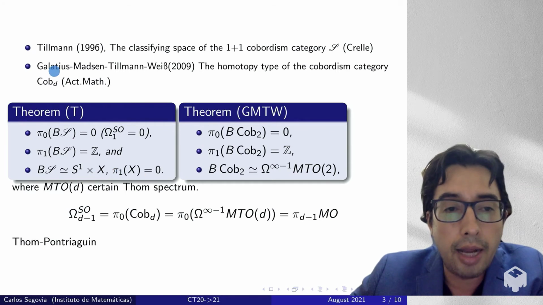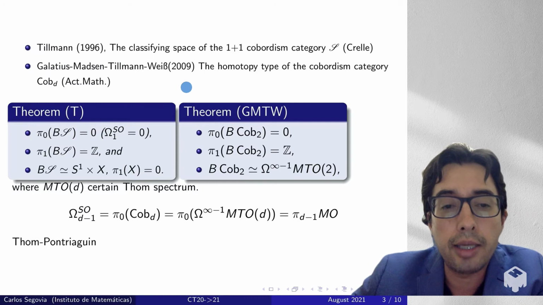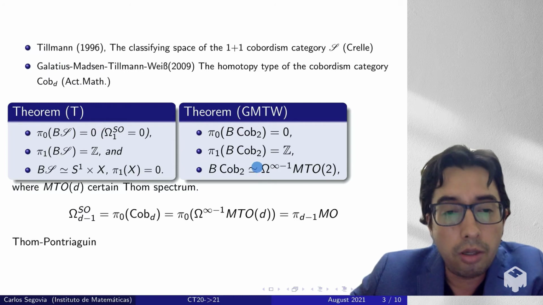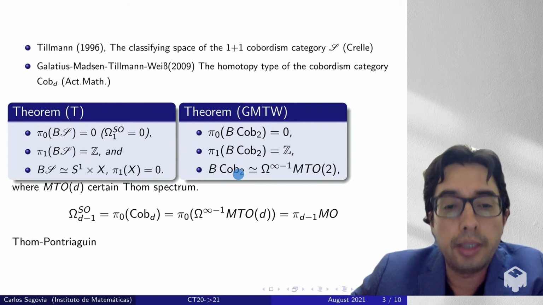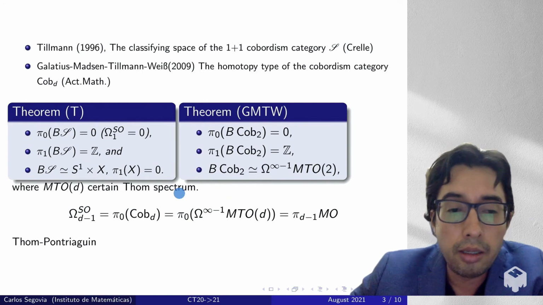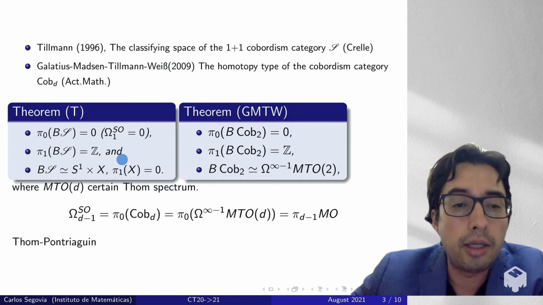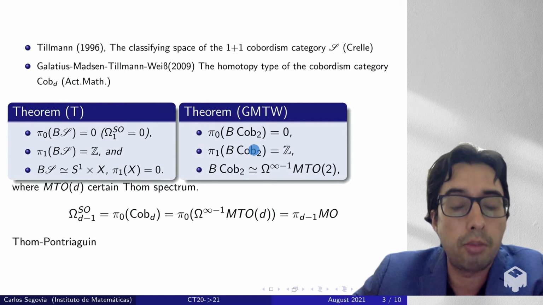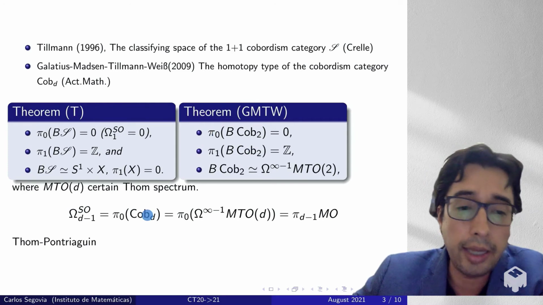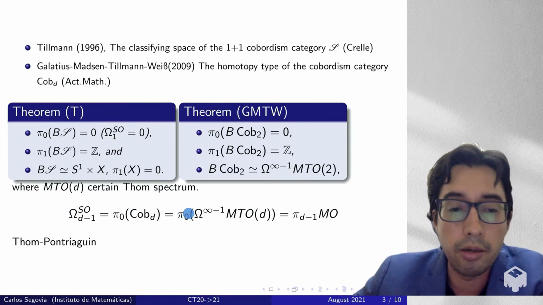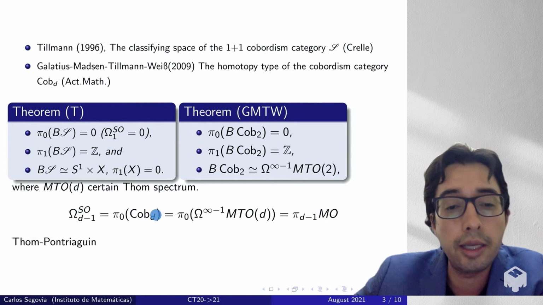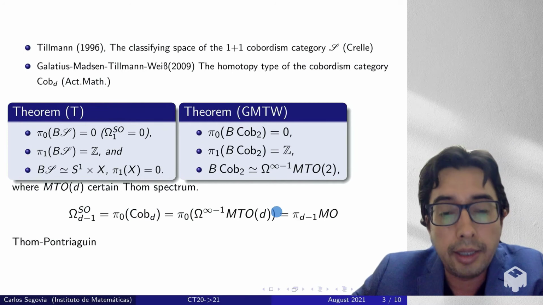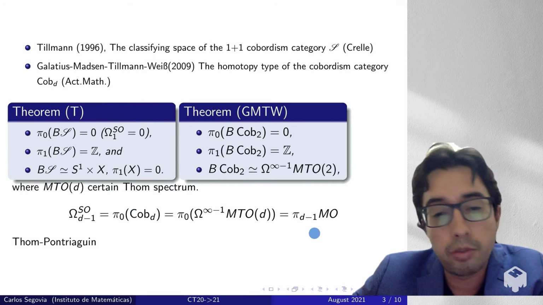Later, together with Galatius, Madsen, and Weiss, they showed that the classifying space is the initial space of a certain Thom spectrum. And I want to remark that these two categories are in essence different because the first one is discrete and the second is a topological category. The technique used by Galatius, Madsen, et al. was a generalization of the Thom theorem that says that the bordism group can be presented as a homotopy group of some space.